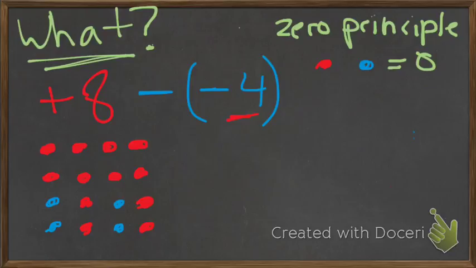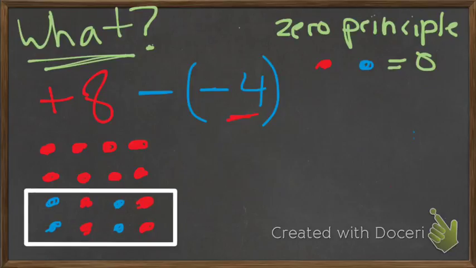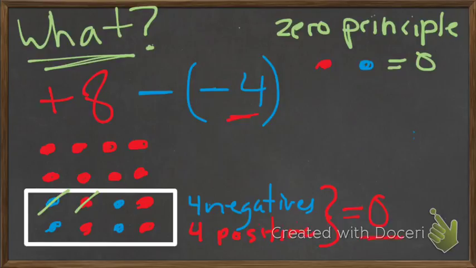I meant to make a square around these. So right here, I've got 4 negatives and 4 positives. But this all equals 0, right? Because of the zero principle. Negative 1 plus 1, negative 1 plus 1, so that all equals 0. But I'm not trying to take away my positives right now. All I want to do is take away 4 negatives.